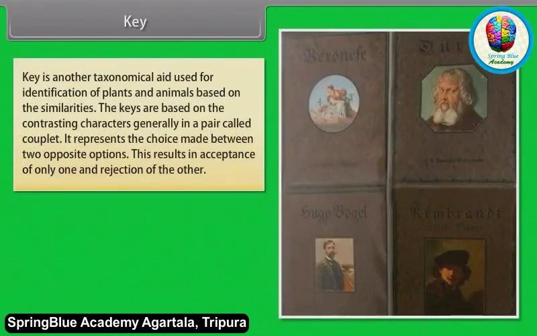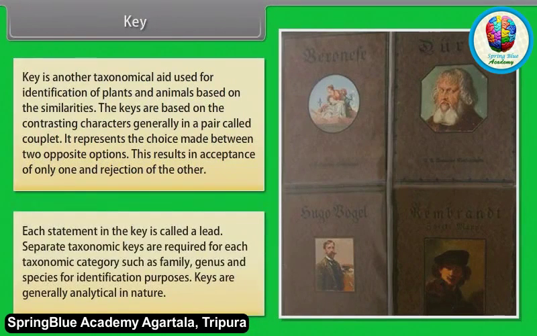Key is another taxonomical aid used for identification of plants and animals based on similarities. The keys are based on contrasting characters, generally in pairs called couplets. It represents the choice made between two opposite options. This results in acceptance of only one and rejection of the other. Each statement in the key is called a lead. Separate taxonomic keys are required for each taxonomic category, such as family, genus, and species, for identification purposes. Keys are generally analytical in nature.